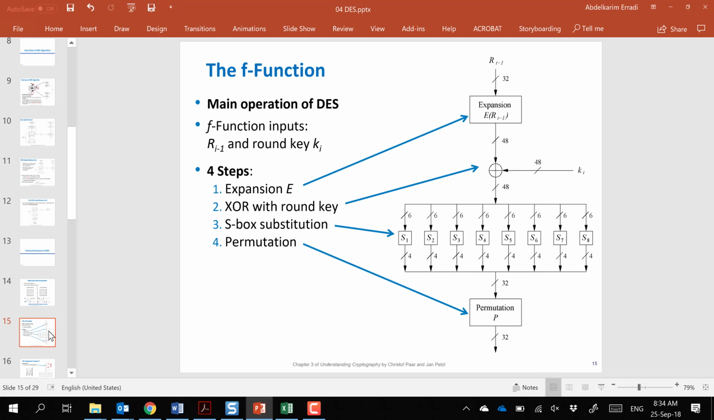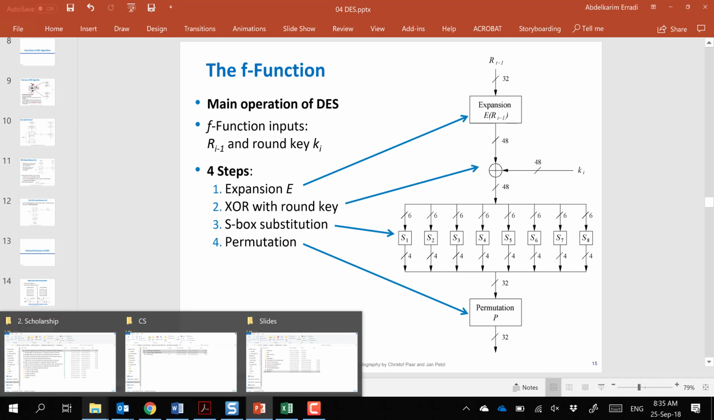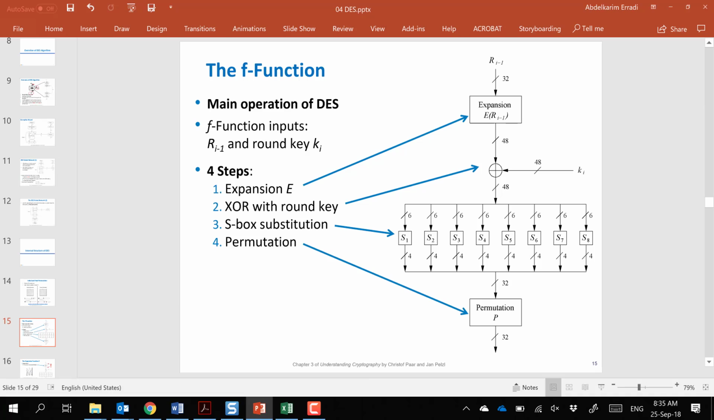The F box has four operations. The first one is expansion. Remember the F, what is the input of F? The subkey and the right side. What is the size of the right side? 32 bits. What is the size of the key? 48 bits. So the key is 48 and the right side of the block is 32. We cannot do an XOR of 32 with 48. So what should we do? We expand it. The first step is we take the 32 bits and expand them to 48 bits.